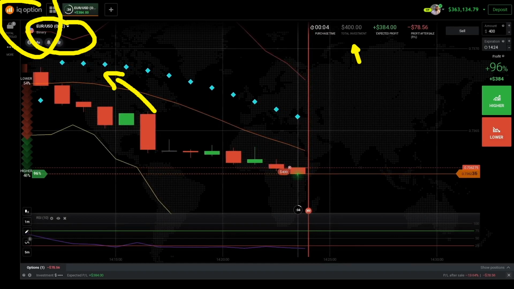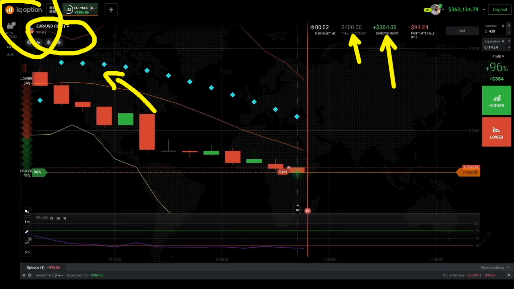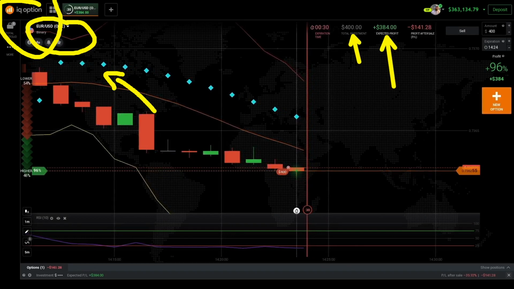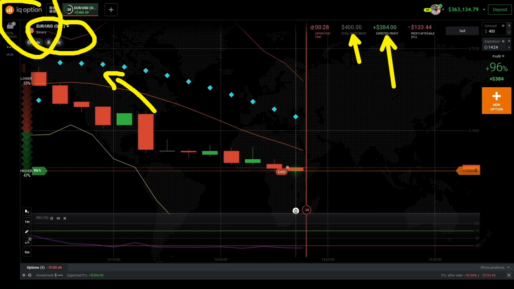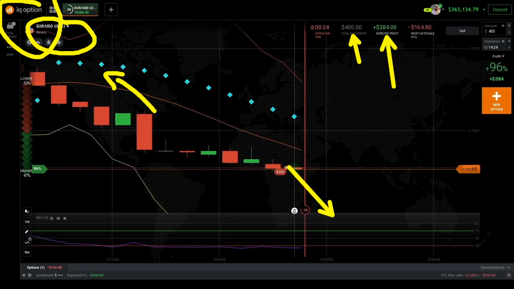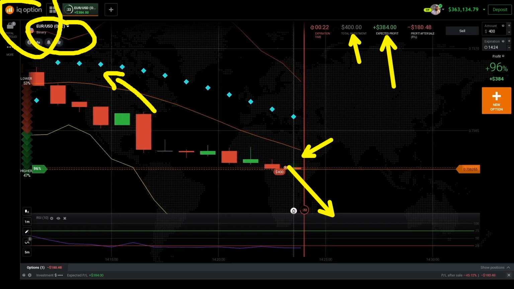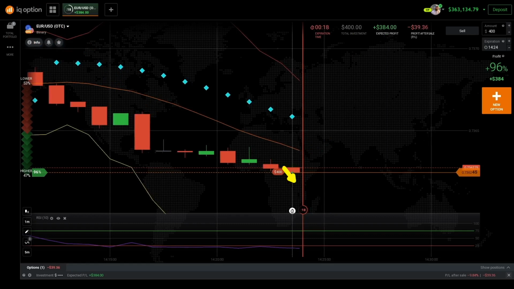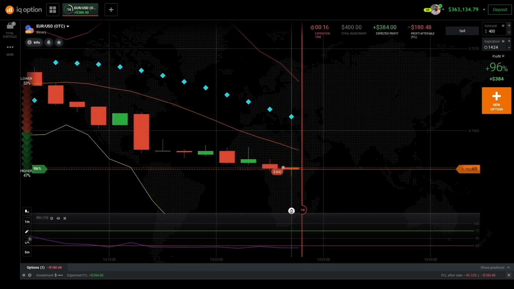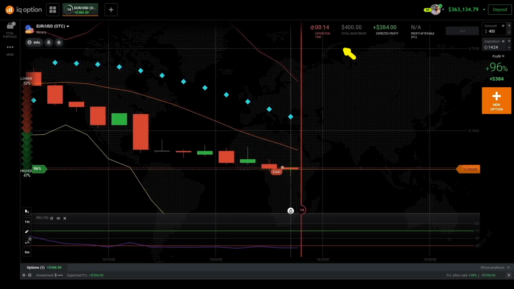binary options. Here I'm investing $400 and I'm expecting to have $384. So if my prediction is right, this one is going down. I predicted that this one is going down, so I opened the sell position here. I'm waiting for this. I still have 13 seconds, and we will see.